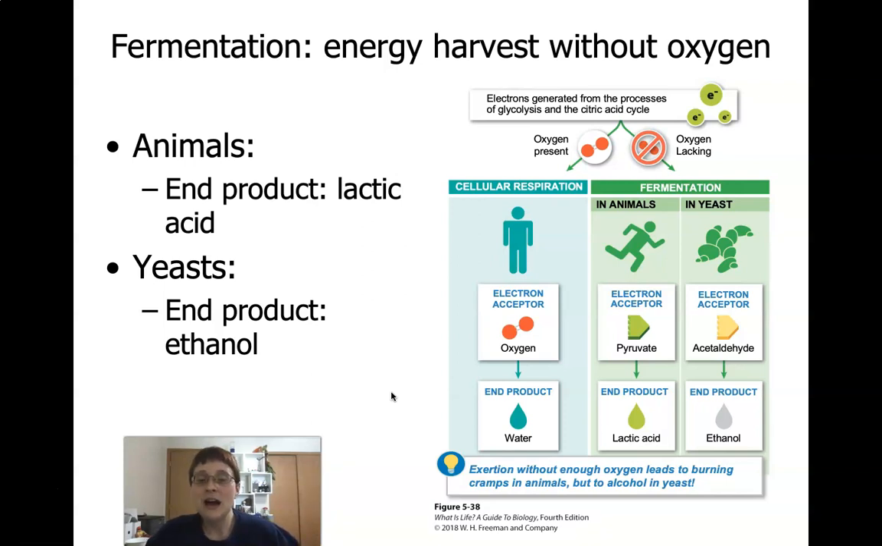That finishes up cellular respiration and photosynthesis and fermentation. So that's the end of the energy chapters. Or I'm sorry, energy chapter.